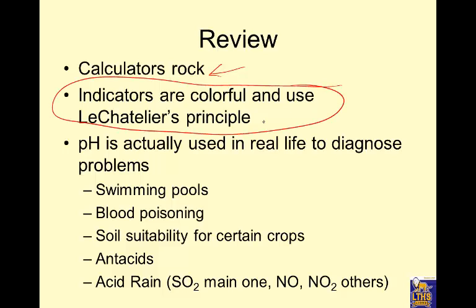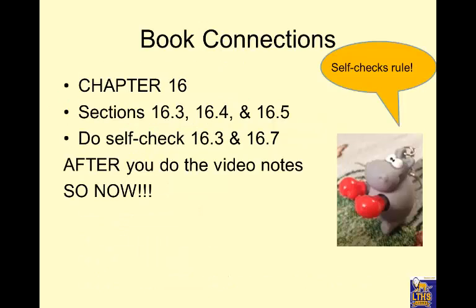Indicators are colorful and use Le Chatelier's principle. I actually left that over from the last one. What do you use pH for? Swimming pools, blood poisoning, soil suitability, antacids, acid rain, all of those determine or use pH to help explain. Okay. Please read chapter 16. I know this is long, but you can do this self-check now.